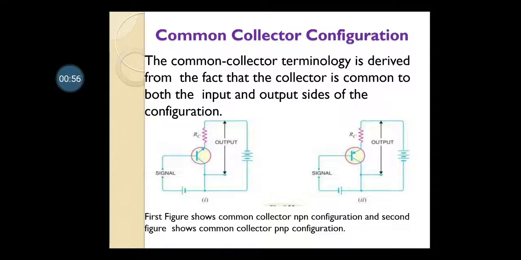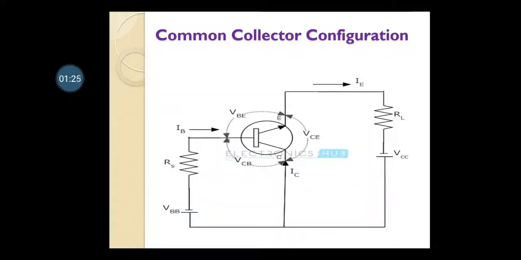Here we can see an NPN transistor is taken in image 1. This is an NPN transistor, as the arrow is moving outside the transistor. There RC, the collector resistance, is connected, and then the power supply and signal. If you connect a PNP transistor, that is also shown in figure 2. Now we will study the common collector configuration in detail using an NPN transistor.